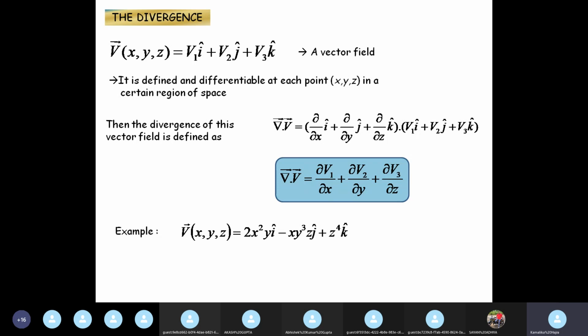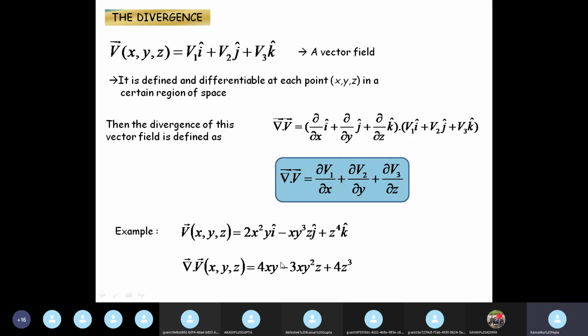So, for example, if this is a vector function 2x square y i cap minus x y cube z j cap plus z to the power 4 k cap, then this is the divergence. This is even simpler because you need to take the x derivative of only the first component, y derivative of only the second component, and z derivative of only the third component. So the first component x derivative gives you 4xy, derivative of second component gives you 3xy square z, and z derivative of third component gives you 4z cube.